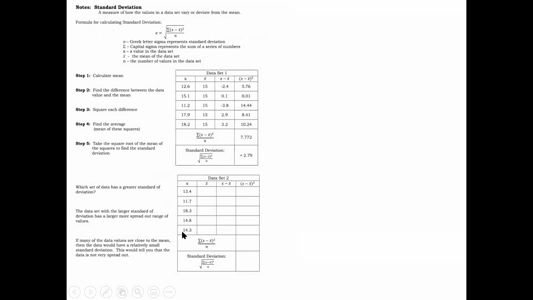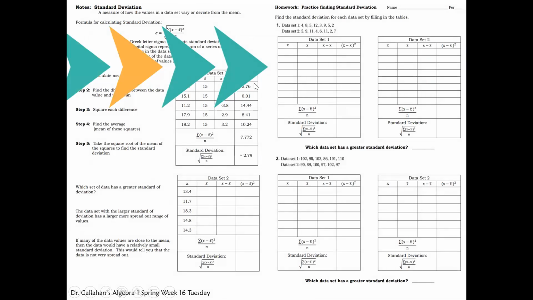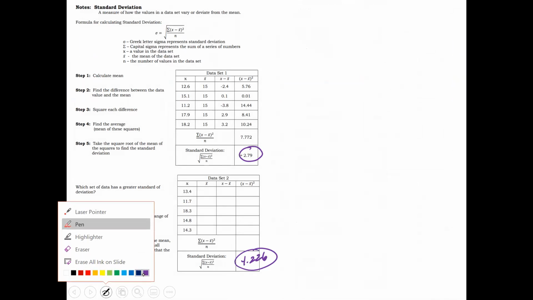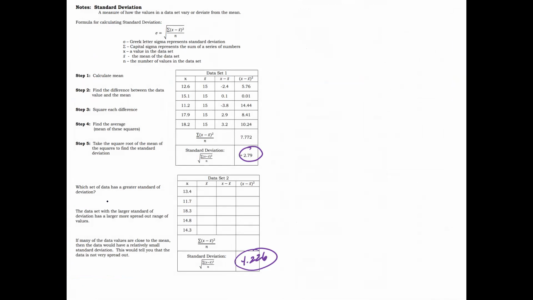Okay, so now I'll have you take a look over here. Actually, look at the quick question: which data has a greater standard deviation? Well, this one that you just found was 4.226. The first one was 2.79. So this means that data 2 is more spread out because it has a bigger standard deviation.